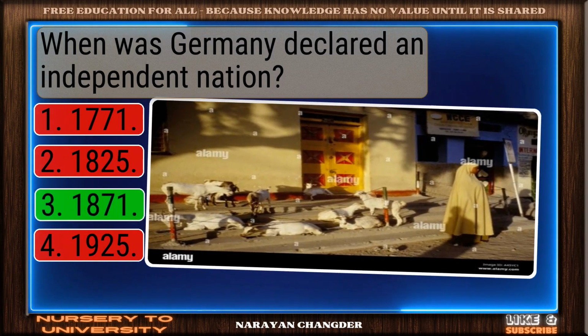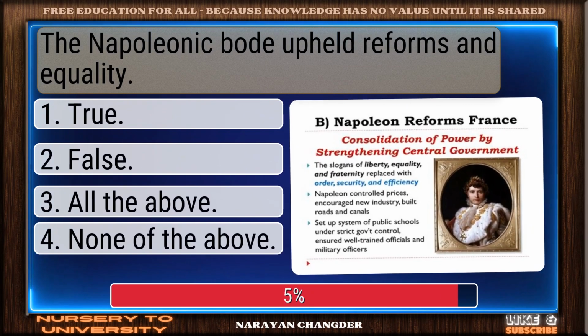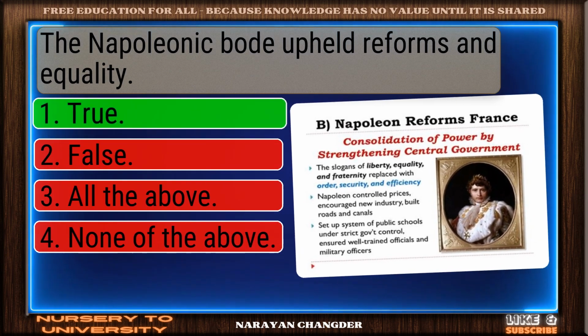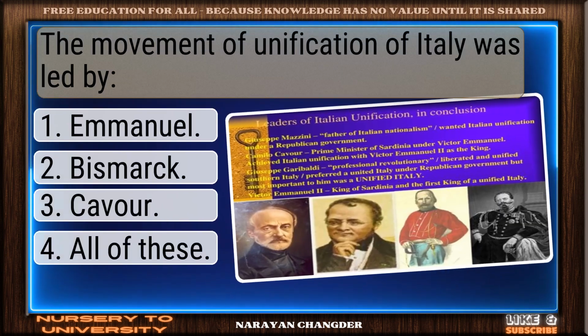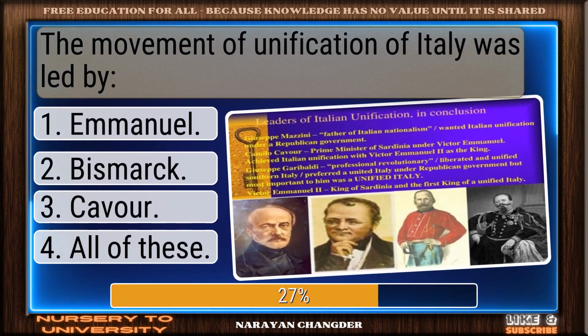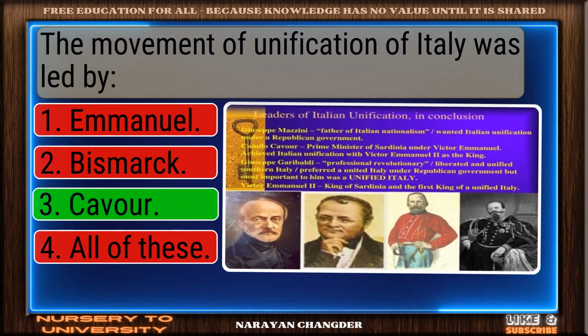1871 is solid. The Napoleonic Code upheld reforms and equality. Clear logic. True is sound. The movement of unification of Italy was led by. Well done. Cavour is right.